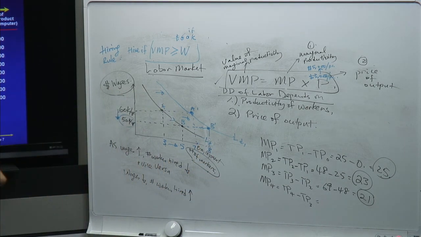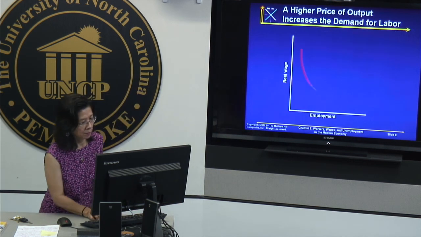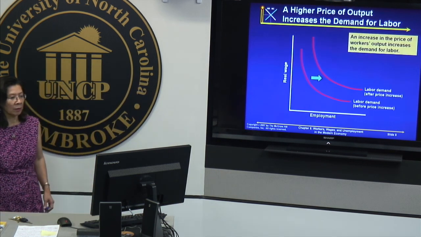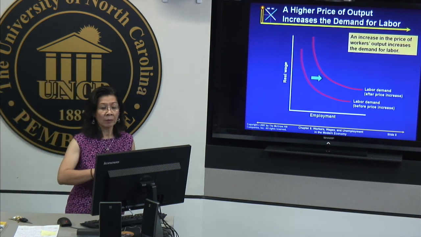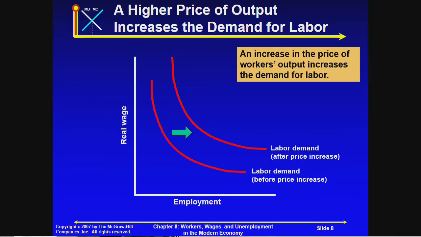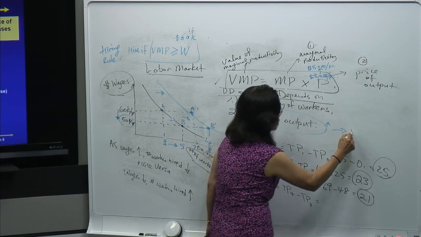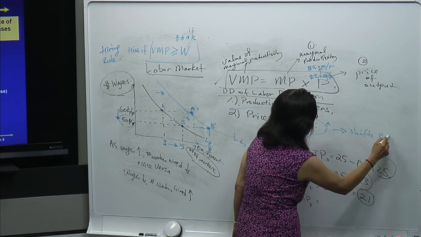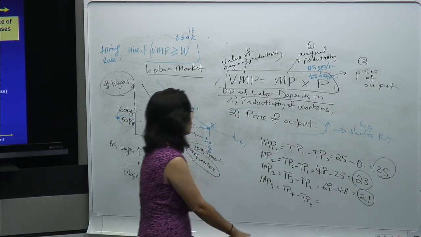Okay. So, there it is. If you increase the price of the workers' output, that is the computer price, the demand for labor also will go up. So shift to the right due to the price of output going up. Shift right. What shift right? Labor demand curve. You have to be specific here.